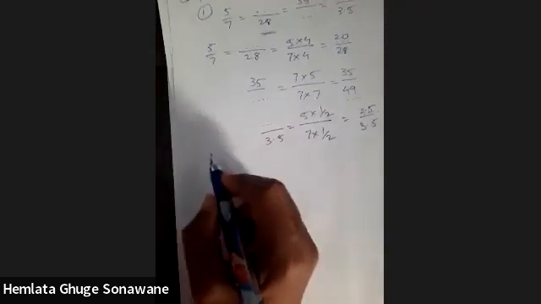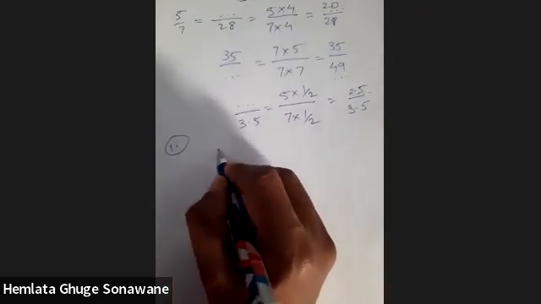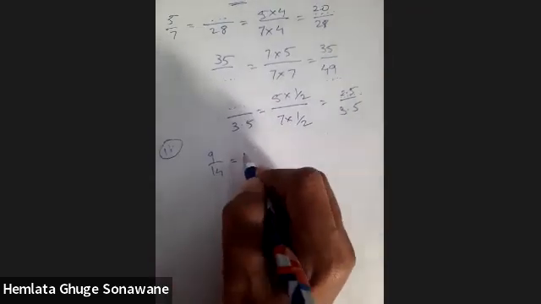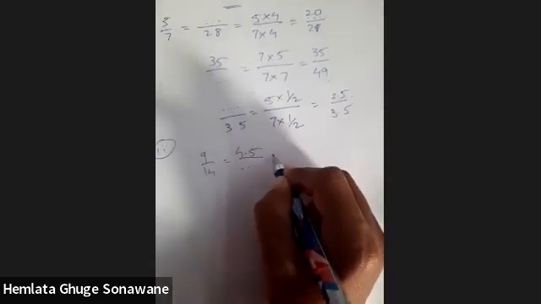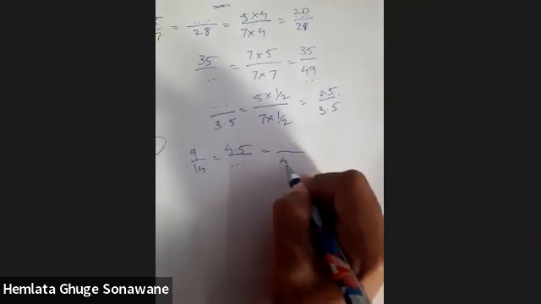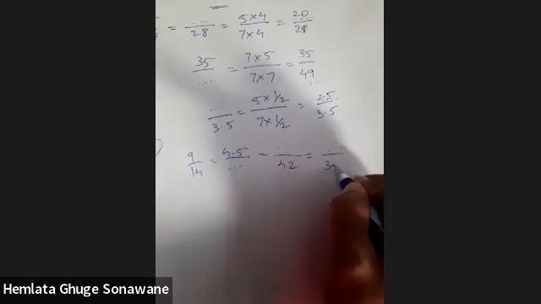Okay, we'll take the second example of question number 2. 9 upon 14 is equal to 4.5 upon fill in the blank is equal to fill in the blank upon 42 is equal to fill in the blank upon 3.5.